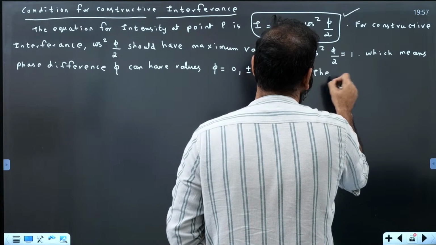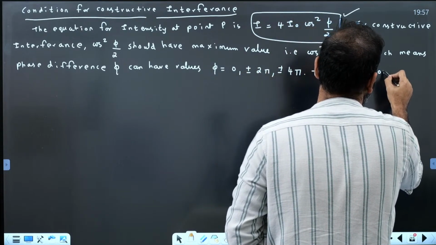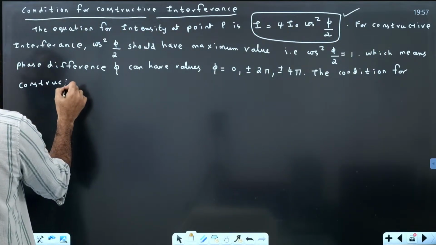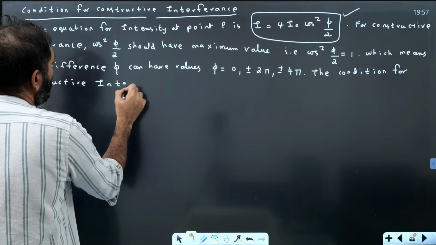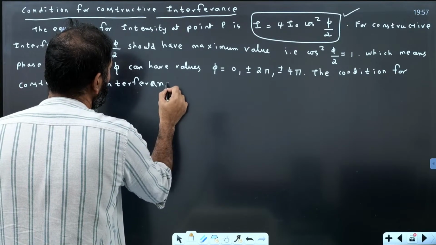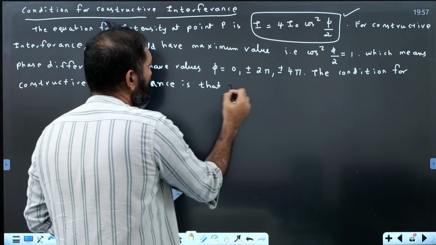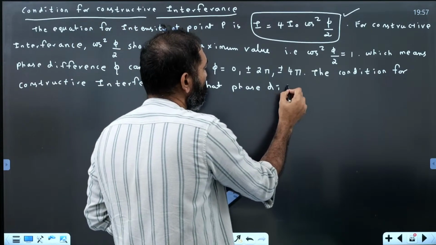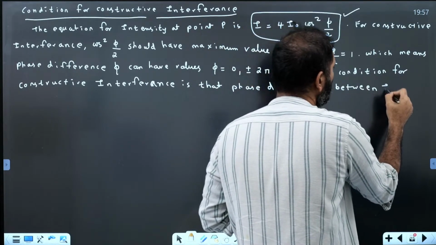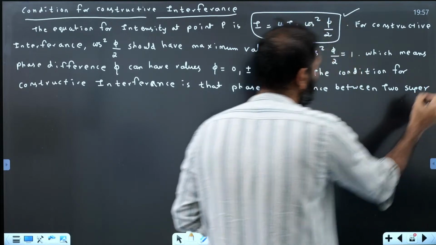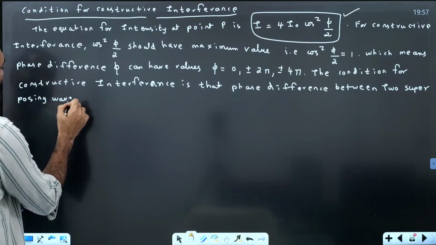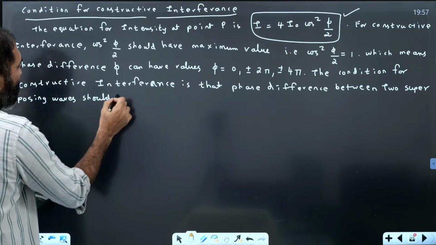So what is the condition for constructive interference? The condition for constructive interference is that the phase difference between two superposing waves should be an even multiple of pi.